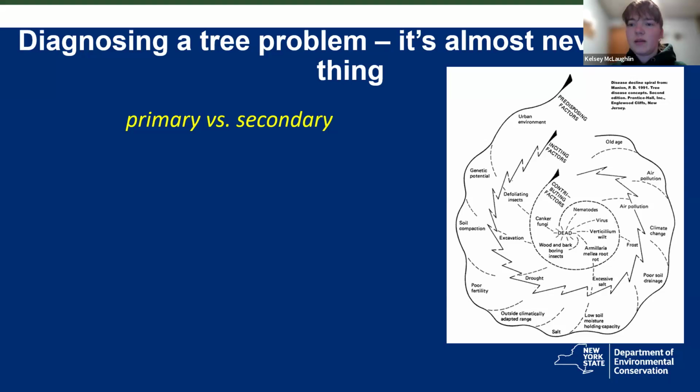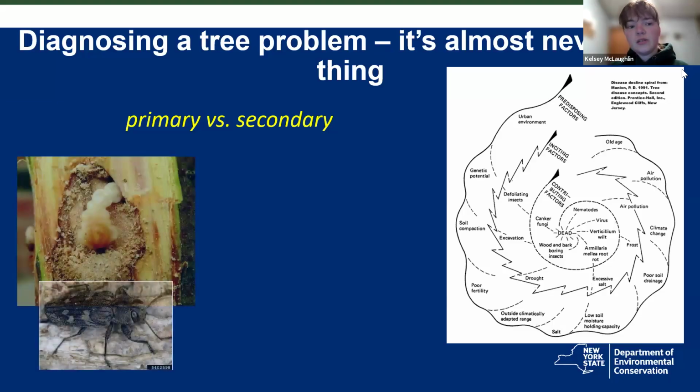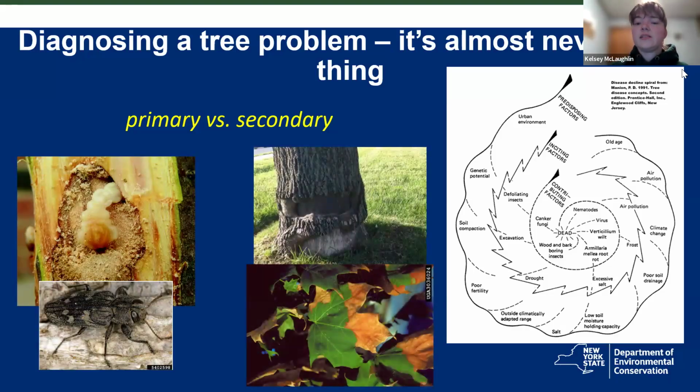So when you're diagnosing a tree problem, though, it's almost never just one thing. So there's what we call both primary and secondary issues. And so primary issues are tree killers. These are things that once they're in a tree, the tree is on the way out. So things like wood-boring insects, for example. Secondary issues are things that set the tree up for failure. These are big stresses that weaken the tree over time. So something like a big wound to the base like this, or something like drought, for example.